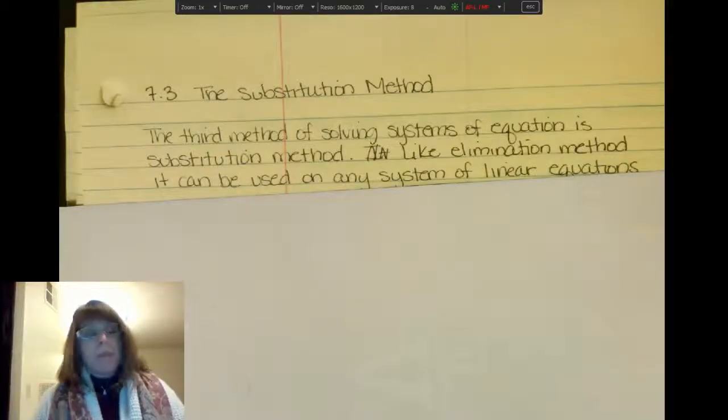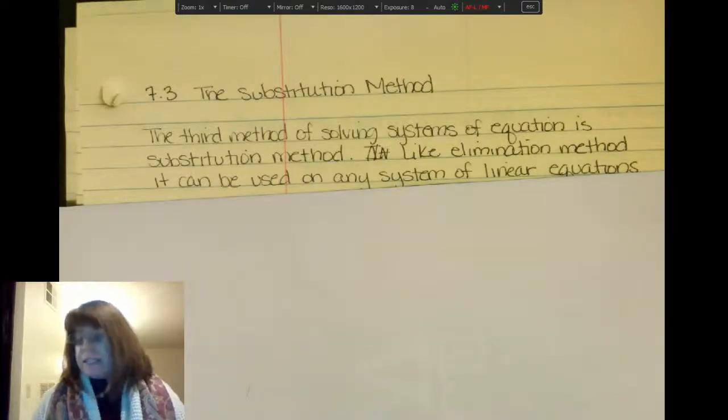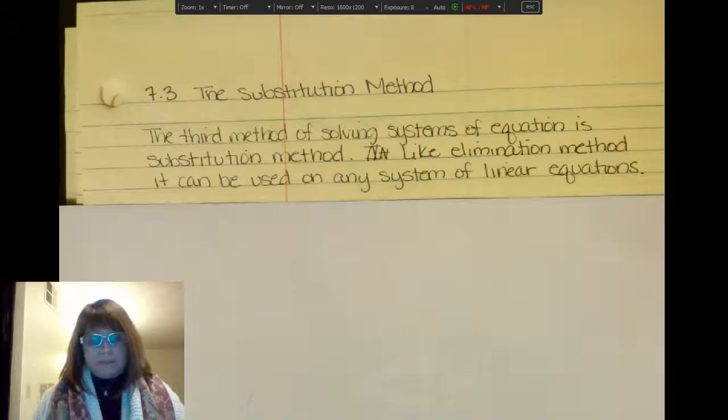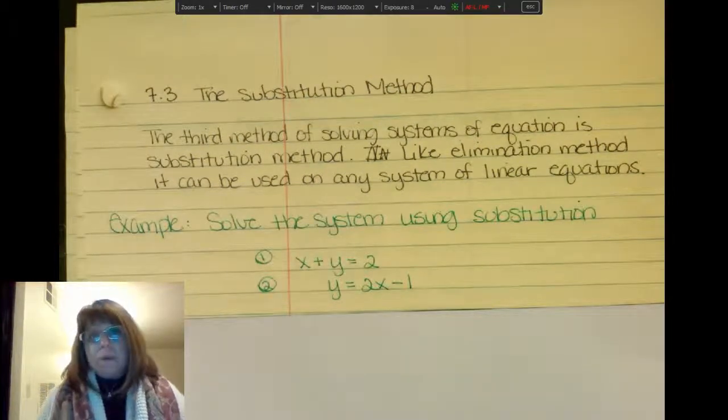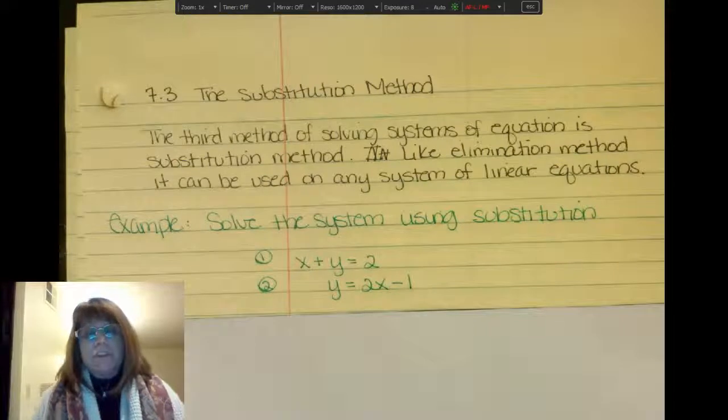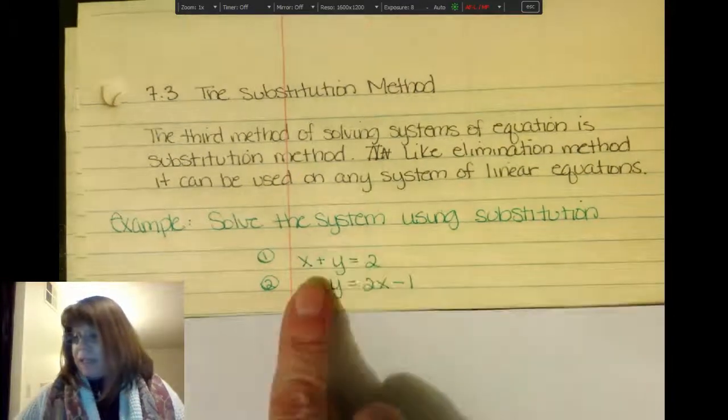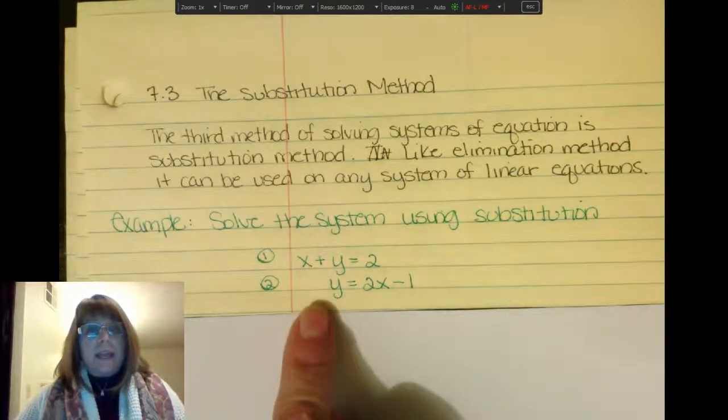Welcome to Lecture 7.3, the Substitution Method. We're going to continue solving systems of equations with this third type of method. Like the elimination method, it can be used on any system of linear equations. For example, let's solve the system using substitution for x plus y equals 2 and y equals 2x minus 1.